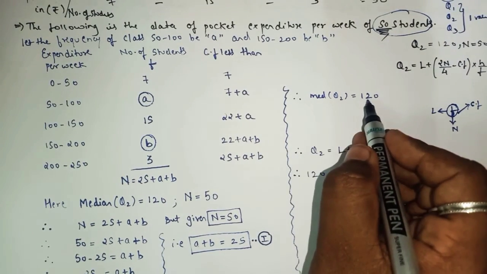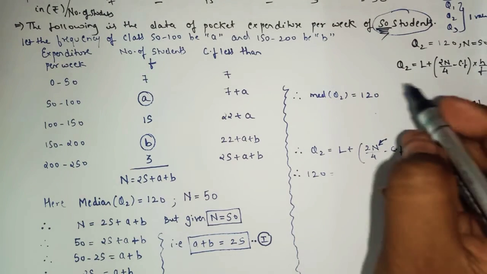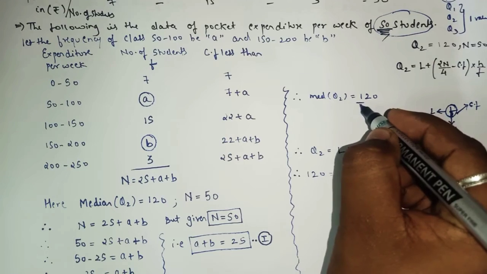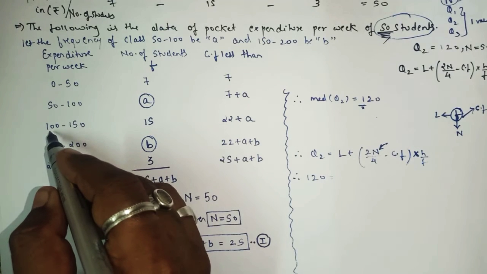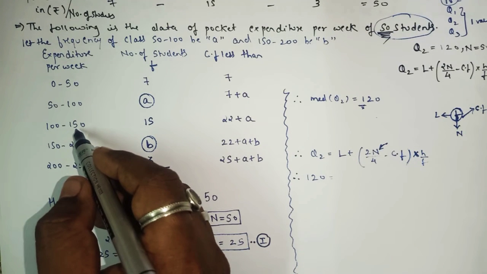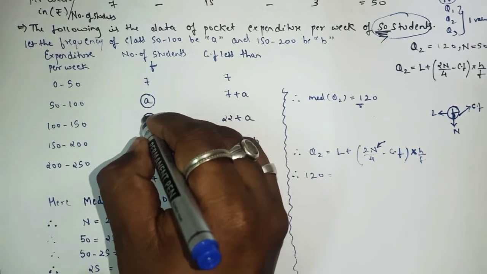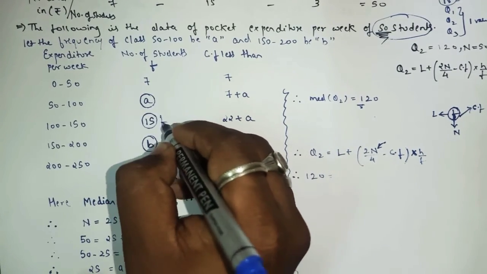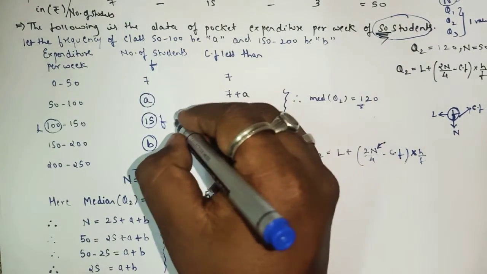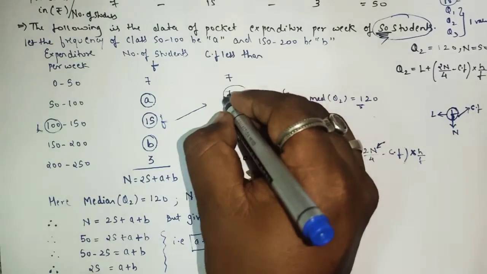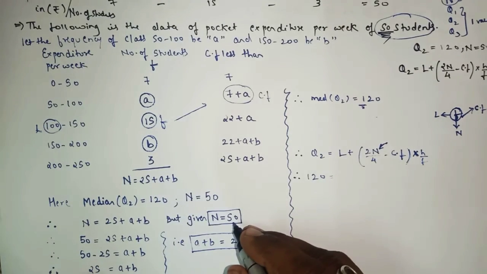Now we'll see how to find it. As we know that q2 is 120, and in the last video lecture I explained how to guess whether the answer is right or wrong. As 120 is there, we'll check where 120 lies. It lies between 100 to 150. So if it lies between 100 to 150, of course the f has to be 15. So here this will be L, in the cross this will be CF, and the bottom n will be what? As already we have the value of n.